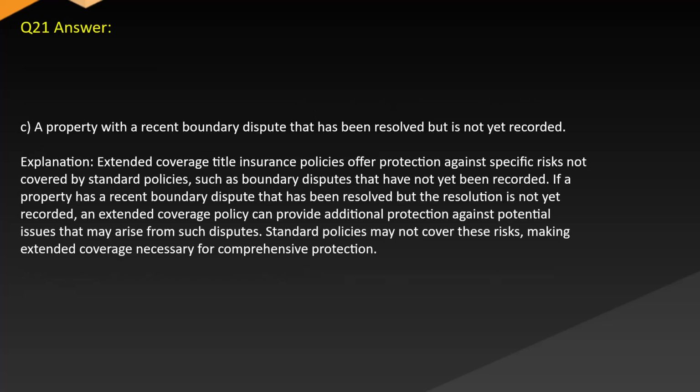Answer: C. A property with a recent boundary dispute that has been resolved but is not yet recorded. Explanation: extended coverage title insurance policies offer protection against specific risks not covered by standard policies, such as boundary disputes that have not yet been recorded. If a property has a recent boundary dispute that has been resolved but the resolution is not yet recorded, an extended coverage policy can provide additional protection against potential issues that may arise from such disputes. Standard policies may not cover these risks, making extended coverage necessary for comprehensive protection.